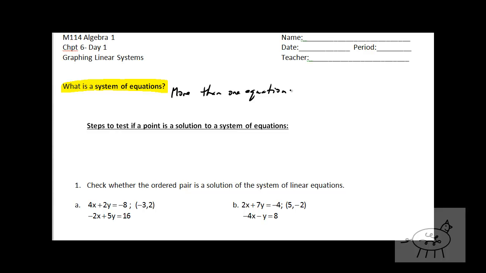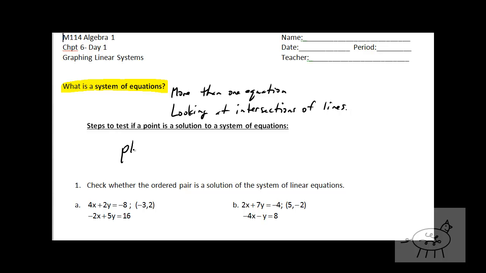And what we're going to do is solve a system of equations. So it's more than one equation, and you want to look for what we call solutions. That's what it says: steps to test if a point is a solution to a system of equations. We're looking at intersections of lines. That's really what we're doing here, math fans, looking at the intersection of lines. So we're going to start off here with the steps to test if a point is a solution to the system. Really, really easy.